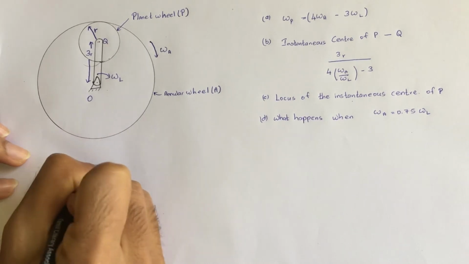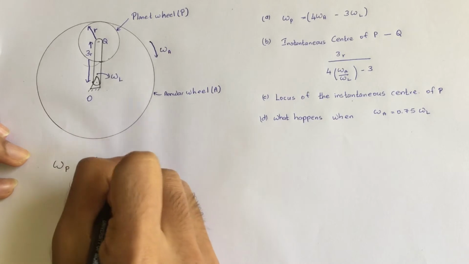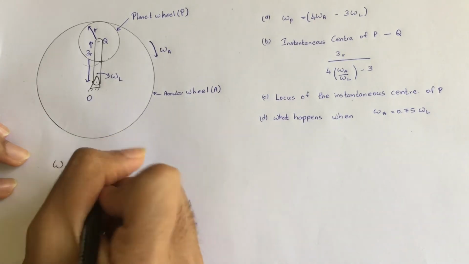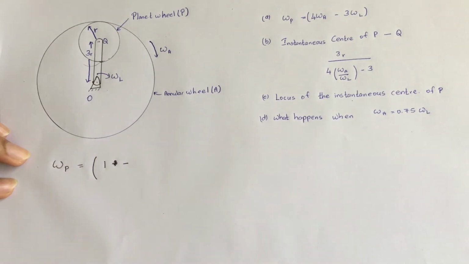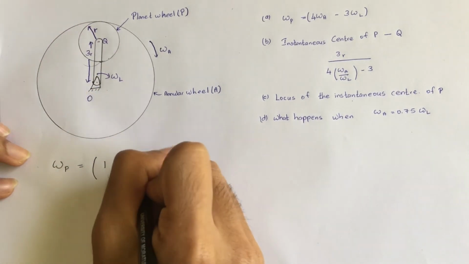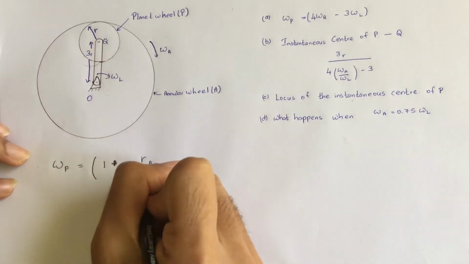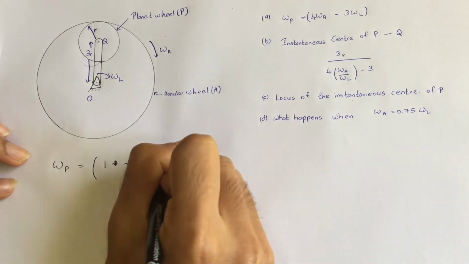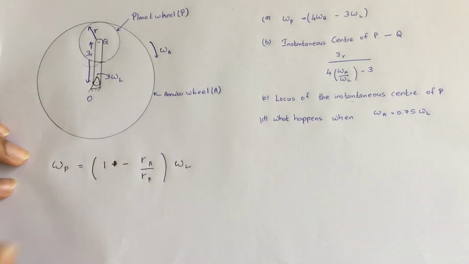Omega P would be equal to 1, it should be minus. So 1 minus the radius of the annular wheel over the radius of the planet wheel, into omega L. So this is the equation.